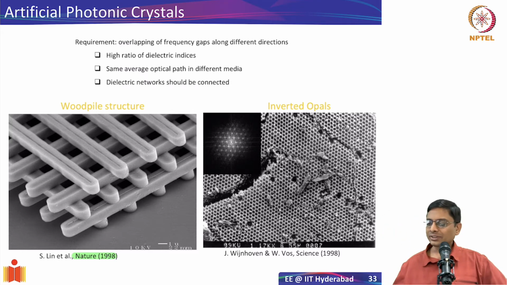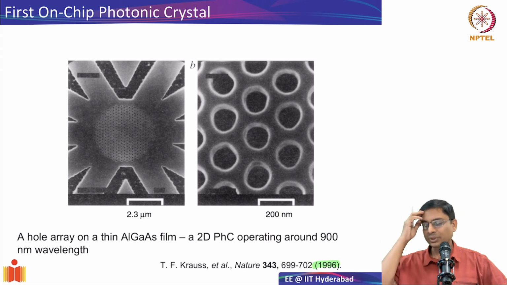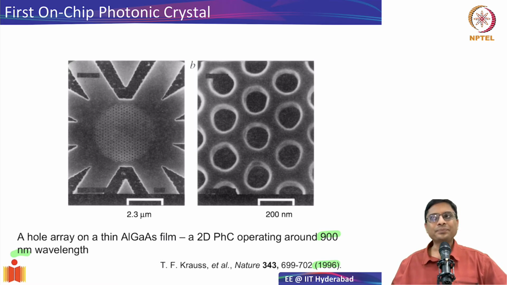So, what is the use of all this? Yeah, just one more historical fact: in the year 1996, Krauss and others showed one of the first 2D photonic crystals. This was operating at near IR in this case. Okay, so they simply had the same idea of these hexagonal holes arranged, and then you can drill that hole in, let's say, a gallium arsenide film.